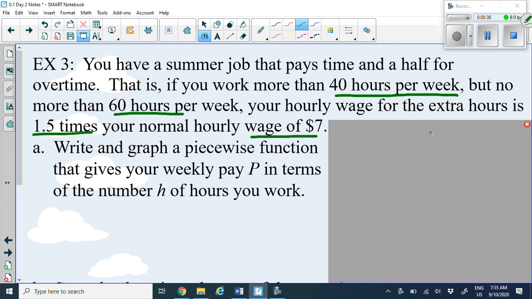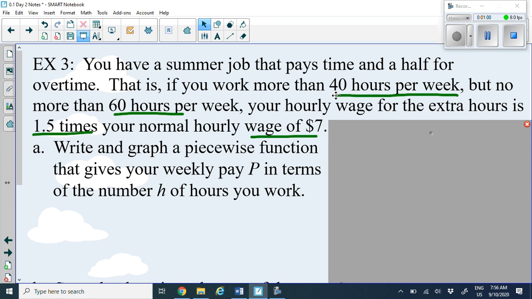equations here. So in part A, it says write and graph a piecewise function that gives your weekly pay P in terms of the number H of hours you work. So I just underlined 40 hours, 60 hours, because that's going to come in handy. The extra hours, you get paid 1.5 times your hourly wage, and your hourly wage is already $7.